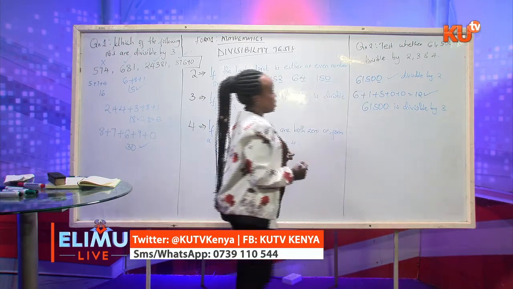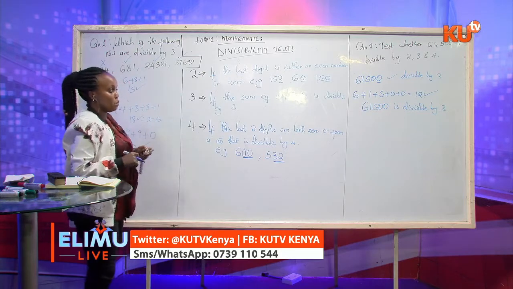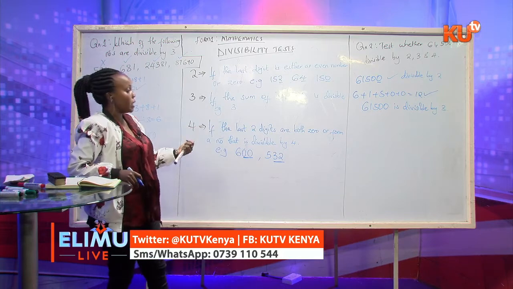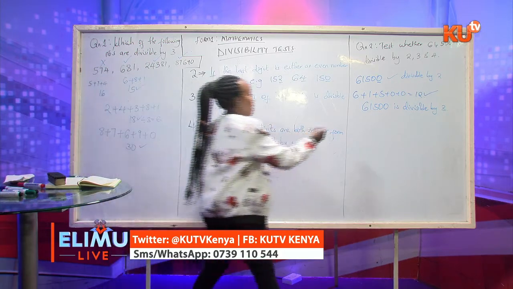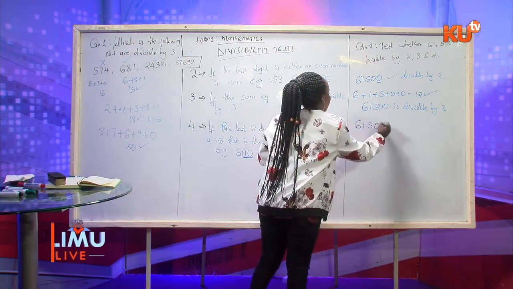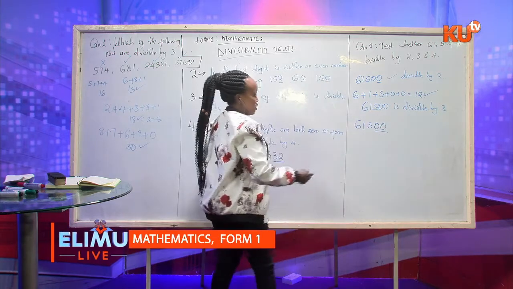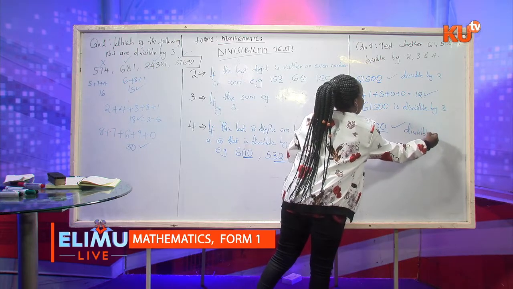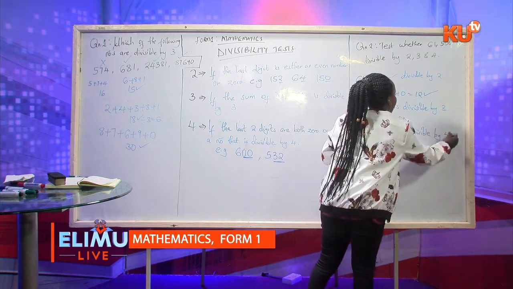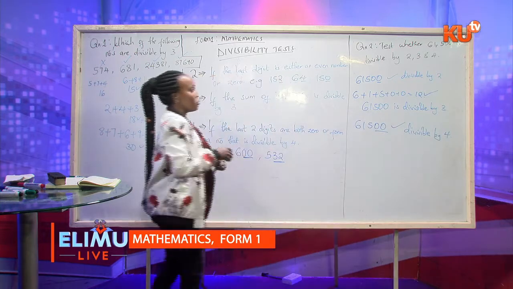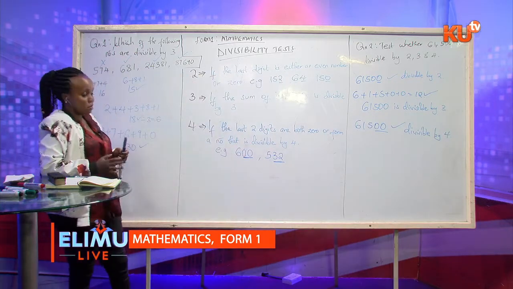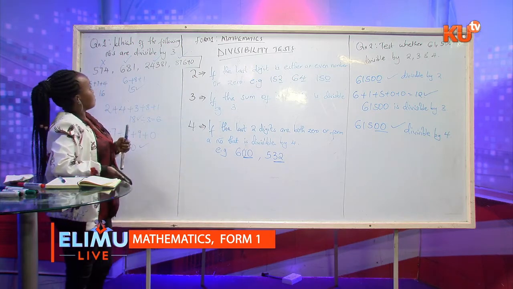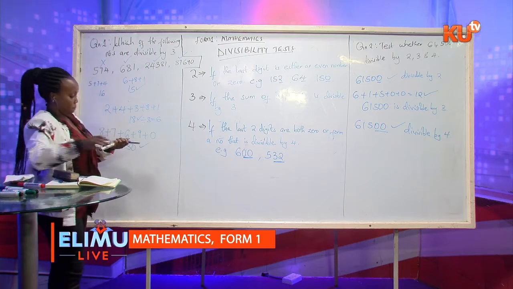Then lastly, we also have to test whether that number is divisible by 4. A number is divisible by 4 if the last two digits are both 0 or form a number that is divisible by 4. We have our number as 61,500. As we can see, our last two digits are both 0, meaning this number is also divisible by 4. That is how we tackle such questions. You don't have to use the long method to know if a number is divisible by a certain number.